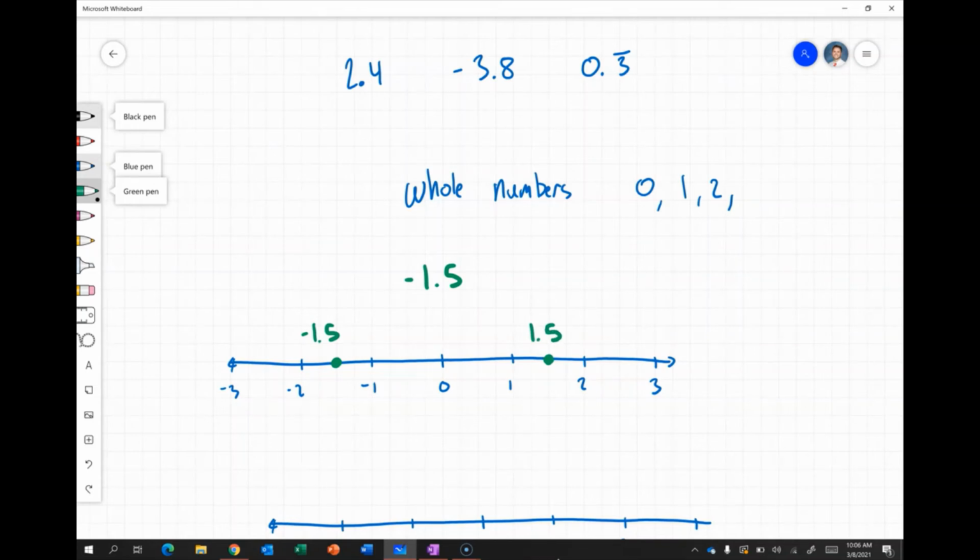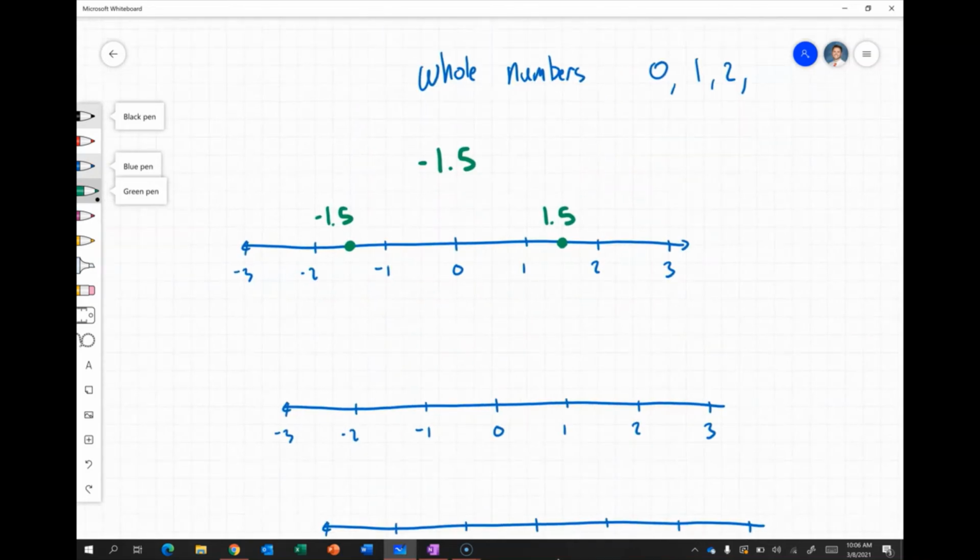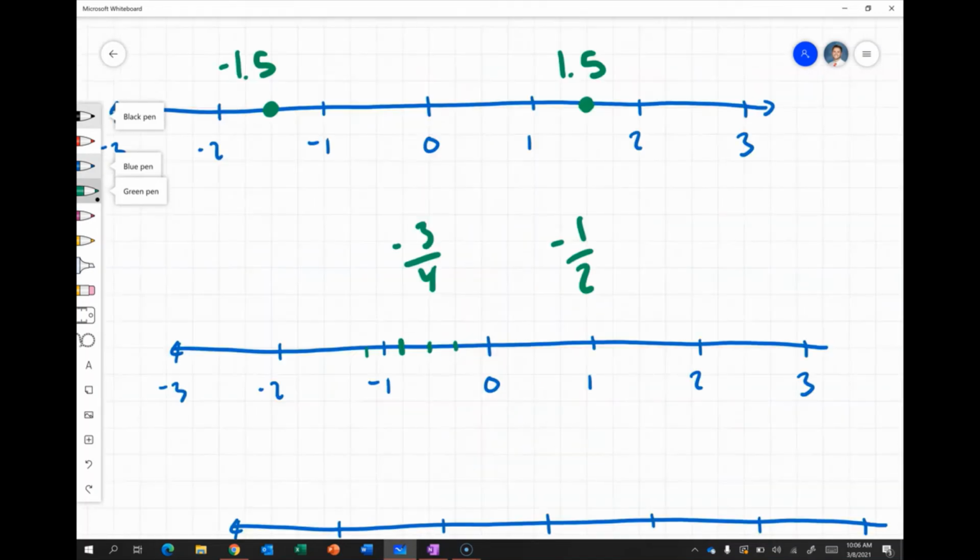Now let's say we want to compare negative 3/4 and negative 1/2. In other words, which is greater and which is less than. Let's take a look. I could break this up into fourths, and this here would represent negative 3/4, and this one would represent negative 1/2. So again, this is negative 3/4 and this is negative 1/2. I can see that negative 3/4 is farther to the left. So just like before, that means that negative 3/4 is less than negative 1/2.